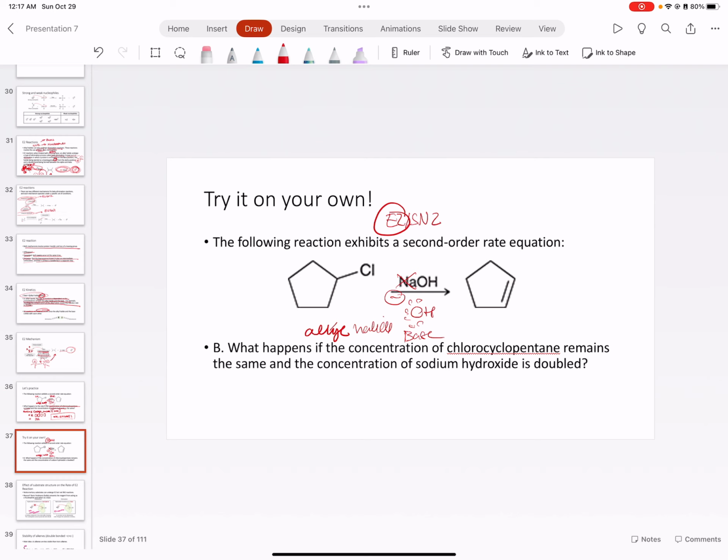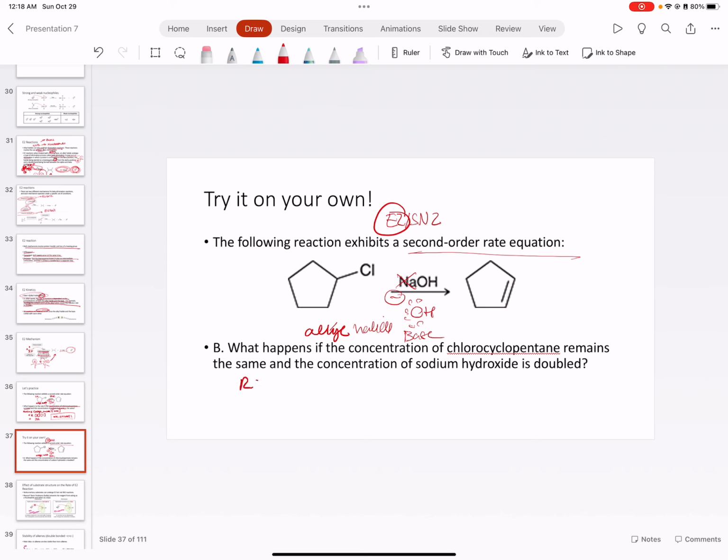SN2 can happen on methyl, primary and secondary halides. It doesn't happen on tertiary, but this one is a secondary, so we can have SN2 products. But that's just looking to the future. So this is one of our products, that's correct, but we do have way more products. But right now we're just doing second order rate equations. We're just looking at how our rate is affected, so don't get stressed.